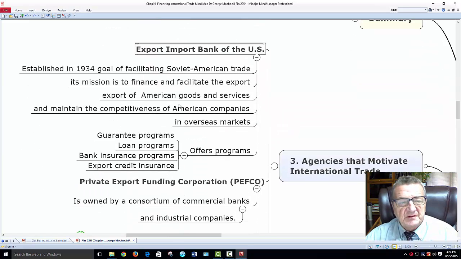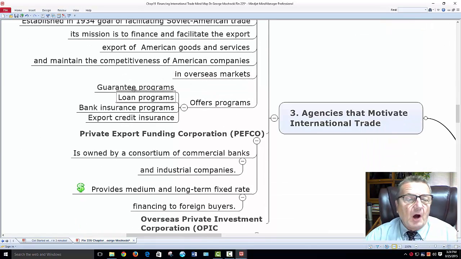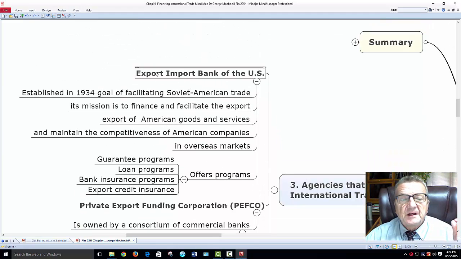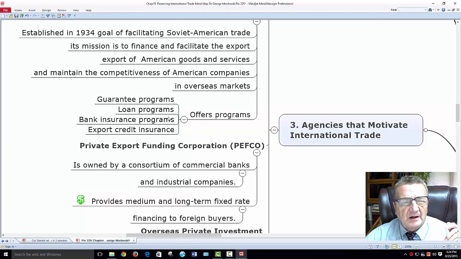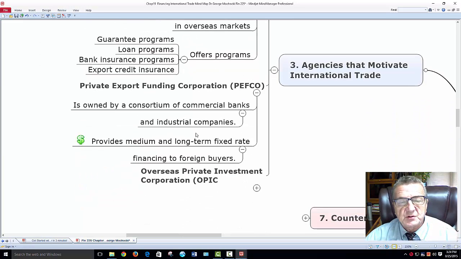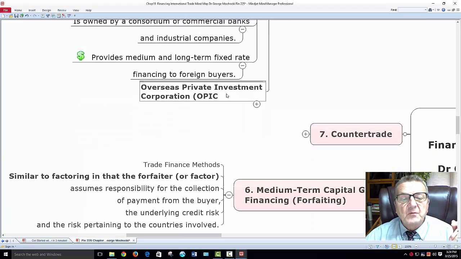Oh, I'm sorry, I missed this one. Okay, exporting goods to overseas markets. The Export-Import Bank offers guarantee programs, loan programs, bank insurance, and export credit insurance. I knew I forgot something. Okay, this one provides medium-term financing. Now, the Overseas Private Investment Corporation, not OPEC.